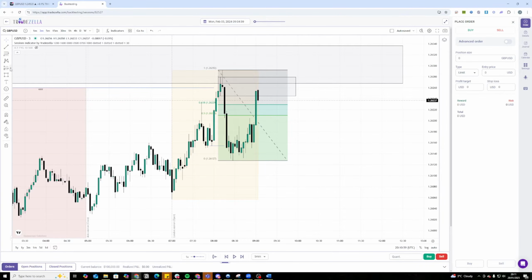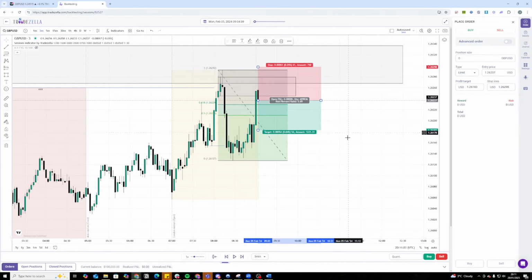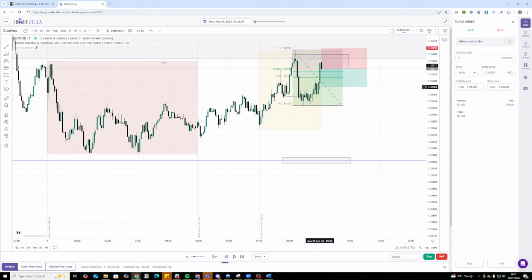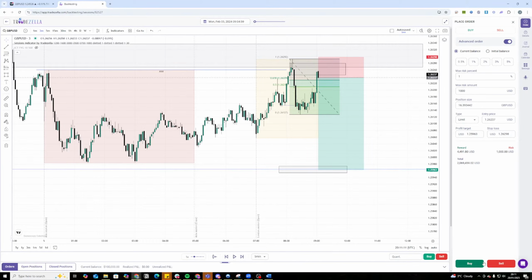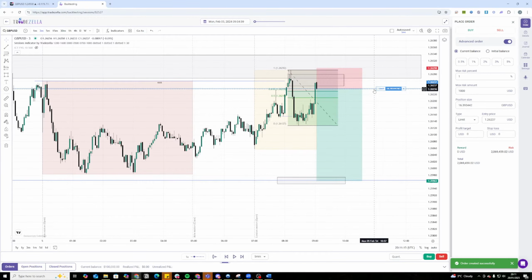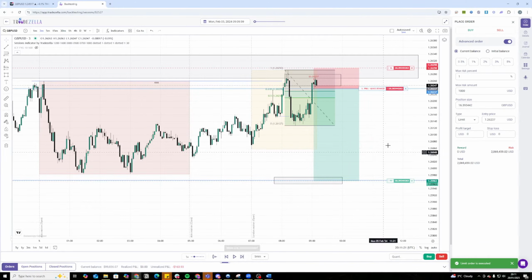I'm going to draw out my tool. I'm going to enter here and my stop loss above there. And I'm going to target this level down here, as I said. Let's do an advanced order and we'll do 1% risk for today's session. So we'll sell there, and then let's see how it goes. Okay, so we're in the position now.